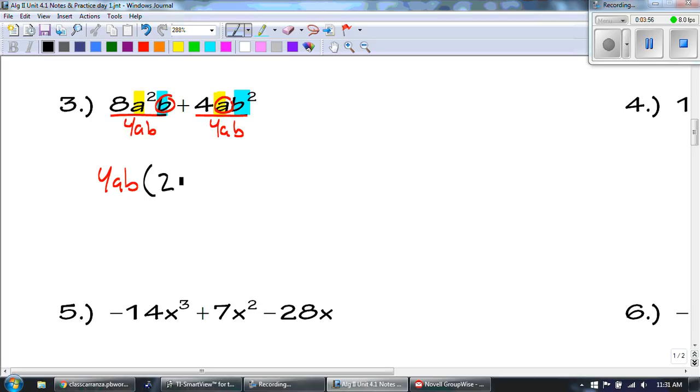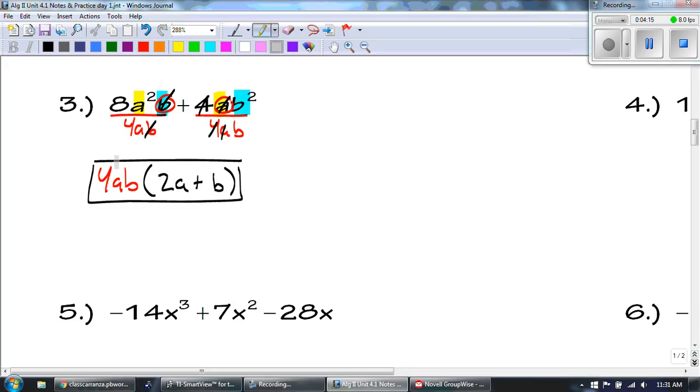8 divided by 4 is 2. A squared divided by A is A, and the B's cancel. 4 divided by 4 is 1. A divided by A cancels, and B squared divided by B is B. GCF is out front, the remainder is in the parentheses. Now, if I wanted to check my answer, what I could do is just distribute, and if I distribute, I should get what I started with. But I'm not going to do that.